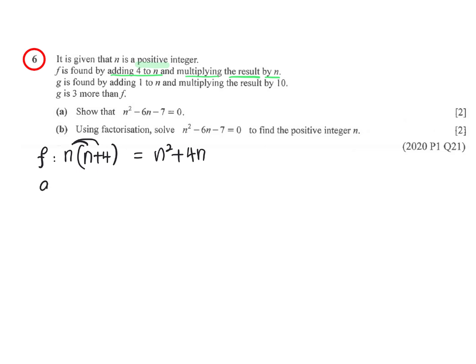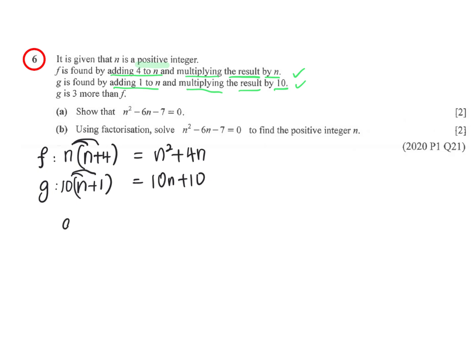Second statement, g is found by adding 1 to n. So I take n, I add 1 to it. And then I'm multiplying the result by 10. So I'll multiply this whole result by the number 10. So let me simplify this. I got 10n plus 10. Right? So the first statement is done. The second statement also done. Next, they say g is 3 more than f.